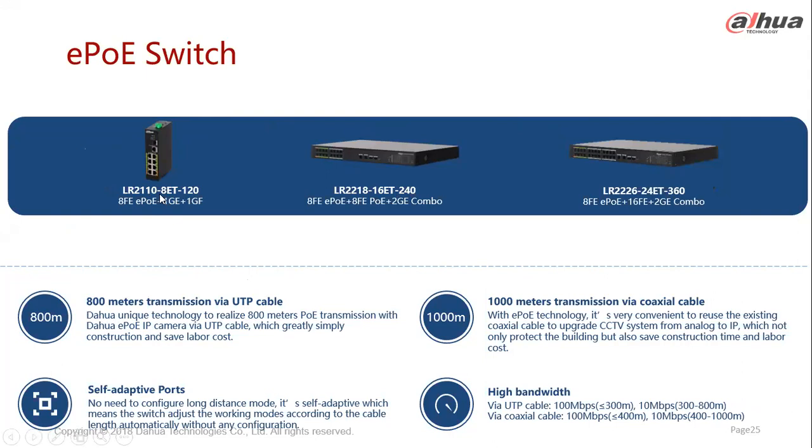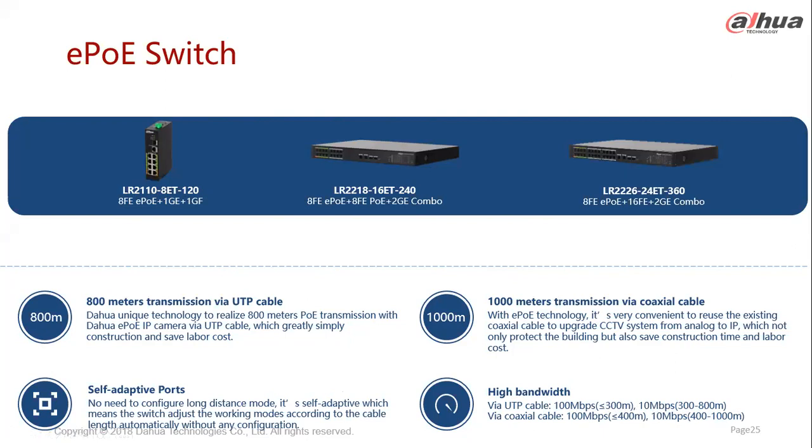And so for the naming rule, you can check LR2110. So 10 total ports, 8 PoE ports, and a power output of 120 watts. Also in terms of bandwidth, if you're doing UTP with the long range Epue switches at 100 Mbps, you'd be able to achieve 100 Mbps in less than 300 meters. And for 300 meters to 800 meters with Epue technology, you're going to achieve 10 Mbps.